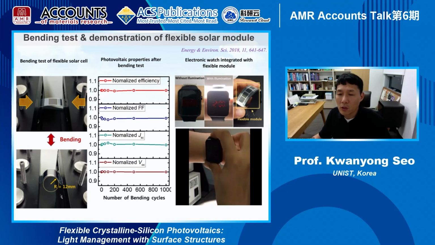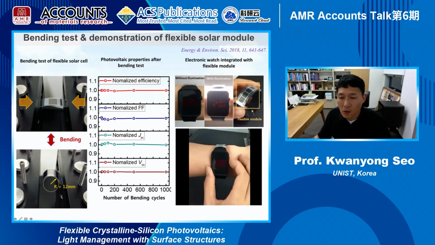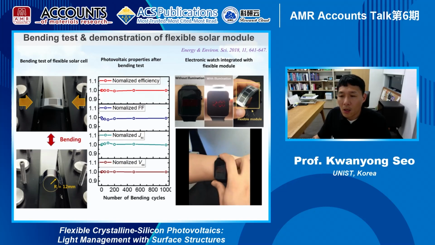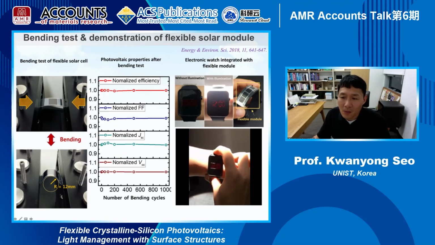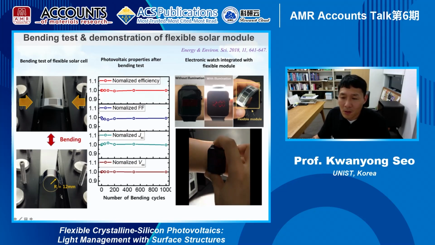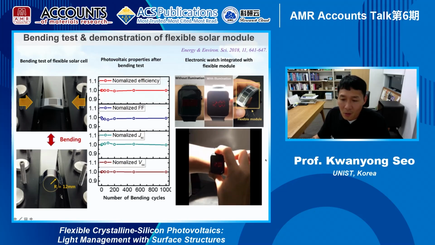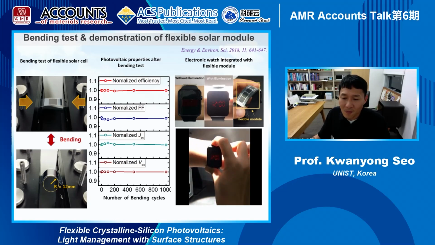Also, as a demonstration, we fabricated a simple 4-unit cell-based flexible module, in the image on the right side. And then we applied this flexible module on a simple electronic watch strap. And using this solar module, the electronic watch can be supplied with electrical power. So in this video, without the light, the watch doesn't work, and with light, the watch shows the time. Okay.